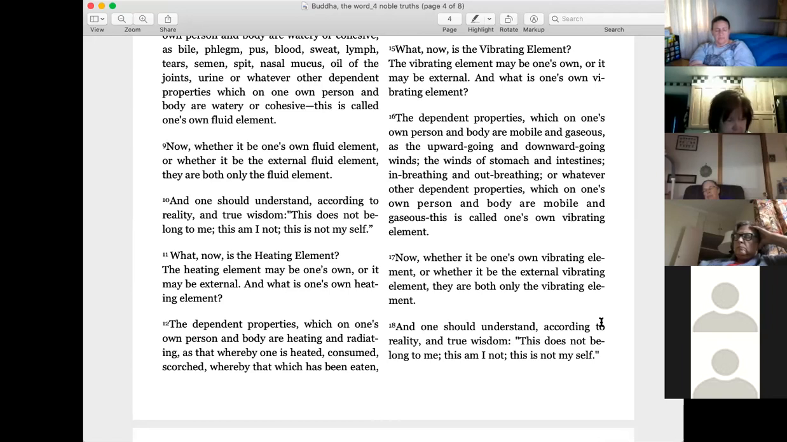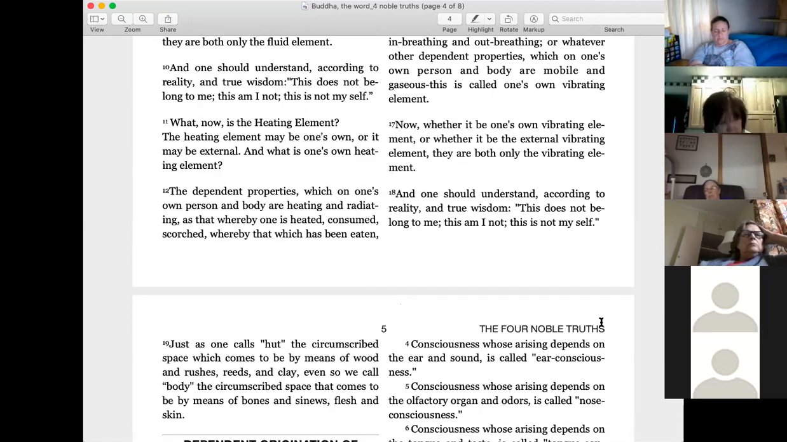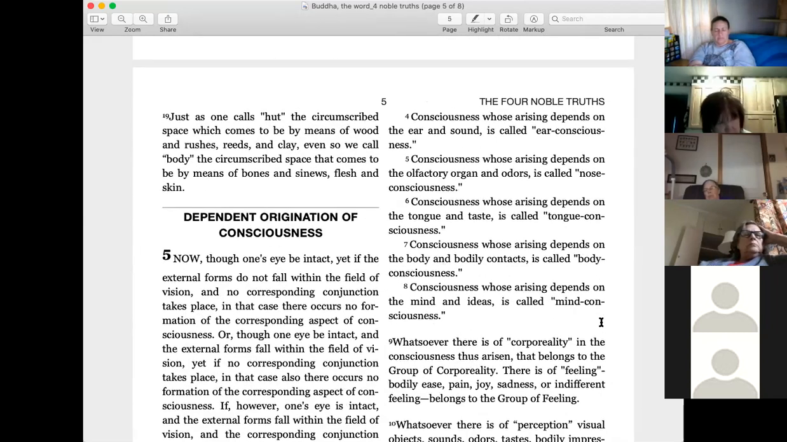And just like all the others, the breath doesn't belong to you, and nor can you identify your breath as who you are. And the Buddha uses the example of, just as one calls hut the circumscribed space, which comes to be by means of wood, rushes, reeds, and clay, even so we call the body the circumscribed space that comes to be by means of bones, sinews, flesh, and skin.